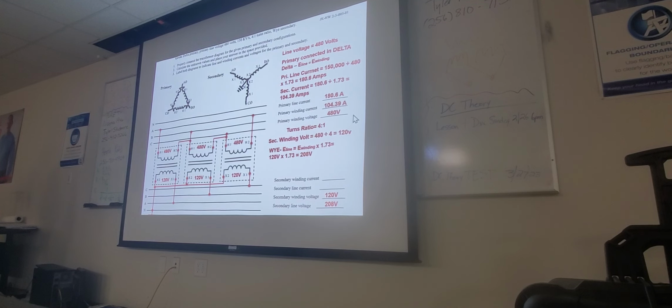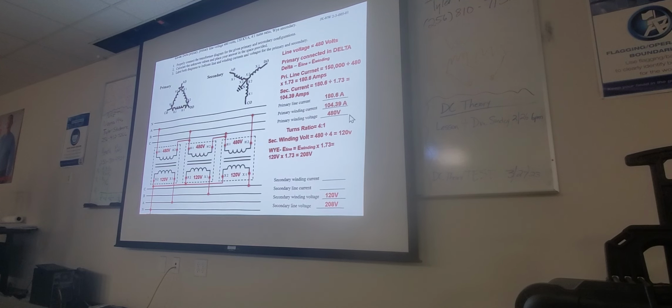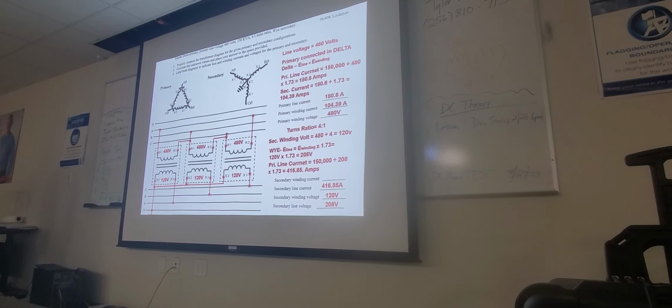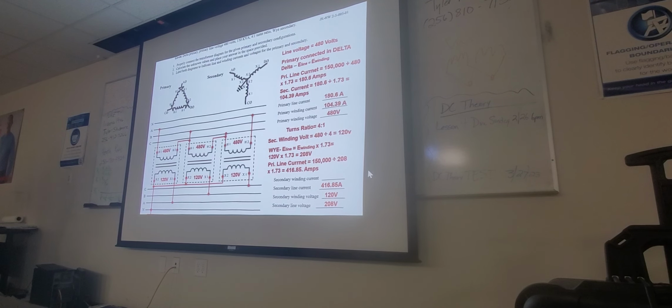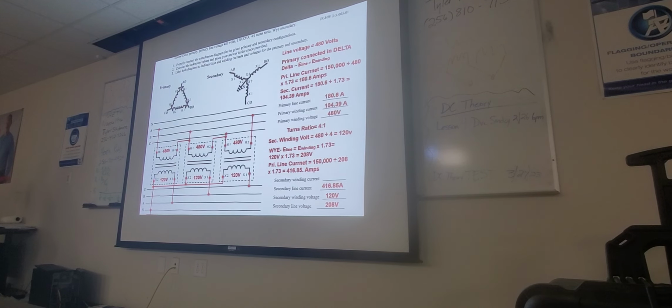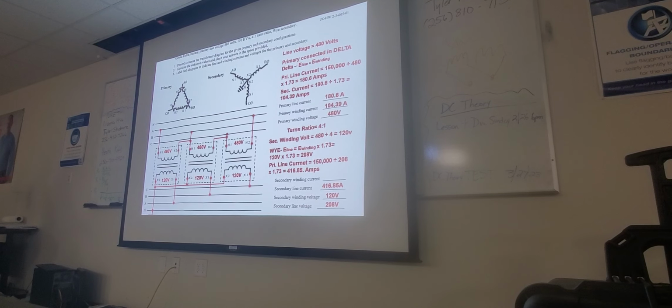Alright, so next we need to calculate our line current. Same thing, KVA over our line voltage times 1.73. So in past classes, that's the thing that people have had the hardest time keeping straight. If it's asking you for line current, you're going to use the line voltage to calculate that, right? Make sense, apples and apples, oranges and oranges.